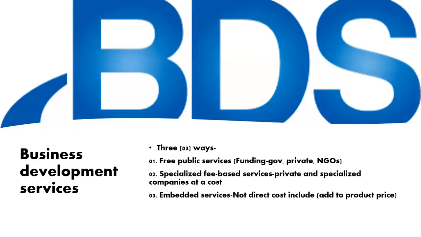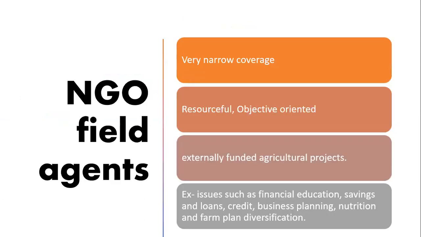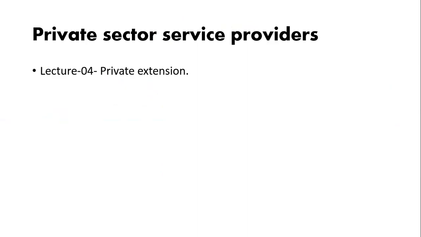And there are three main types of business development services based on the money: pre-paid, fee-based, and also embedded, right? These are the few skills needed by the farmer, the NGO agents, and the private sector, right? These are the partners of the touristic extension system.